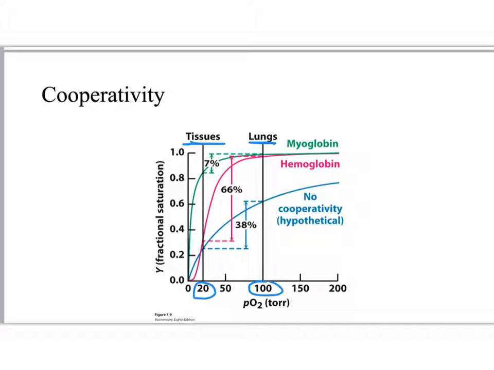Okay, we had 98% were filled. By the time we get to the tissues, 32% are filled. That means 66% of those sites, oxygen has been released. It contributes to the overall transport of the oxygen.